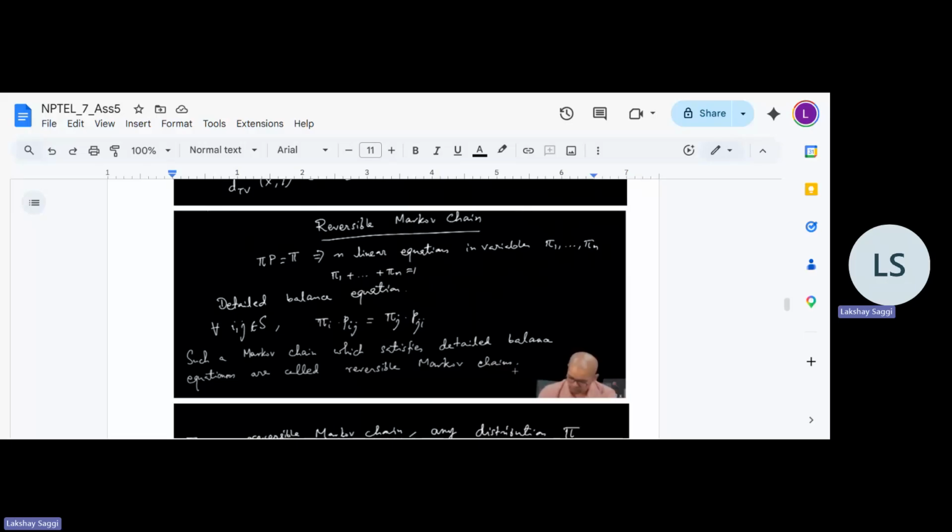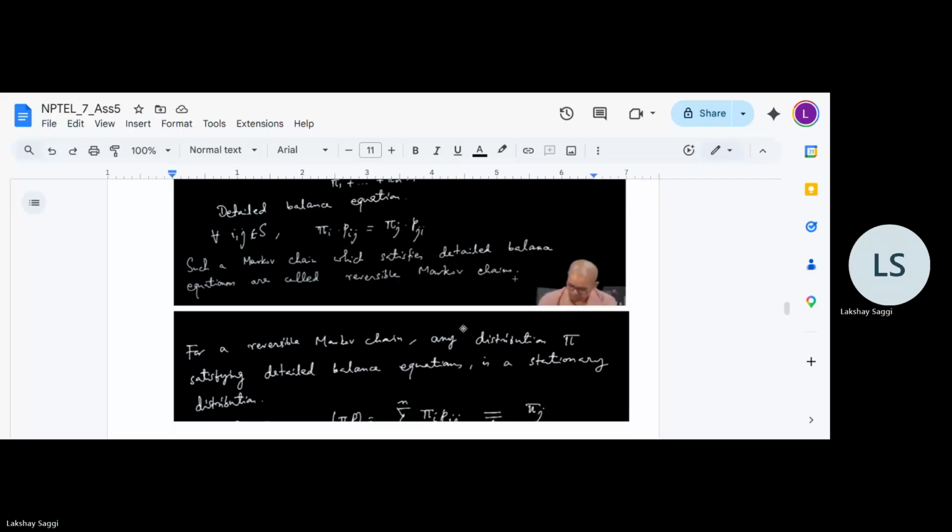If these kinds of things are happening, then we call this a reversible Markov chain, because we are going from i to j with the same probability mass as the mass with which we are going from j to i. And this should hold for all pairs of i and j. Note that this is a very nice property to have, but it is not always possible. There can of course exist Markov chains which have a stationary distribution but are not reversible.